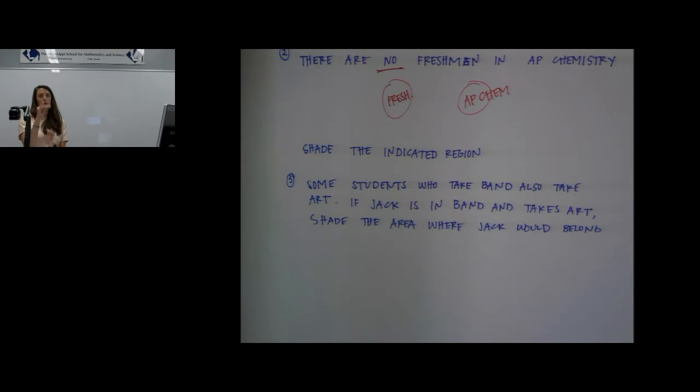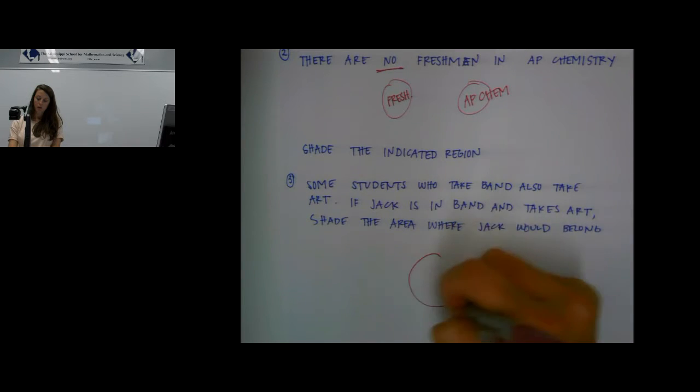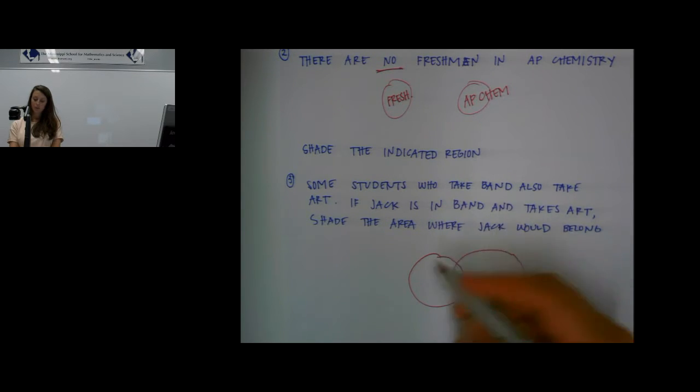On your quiz, I will go ahead and have the circles drawn out for you. So shade the indicated region. Some students who take band also take art. Hopefully you drew it where they are connected. So when we have "some," some students who take band also take art.